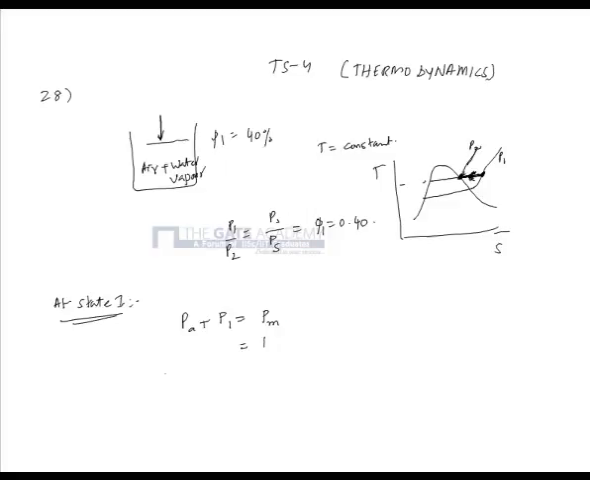And the mole fraction given is 60% at start. So the mole fraction is basically P1 by PM, I mean the water vapor pressure P1 by the mixture pressure, that is nothing but the mole fraction, or I can write the mole fraction as y, and that is 0.60. So P1 is PM into 0.6. PM is the mixture pressure initially, which is 1 bar, so it is 0.6 bar.